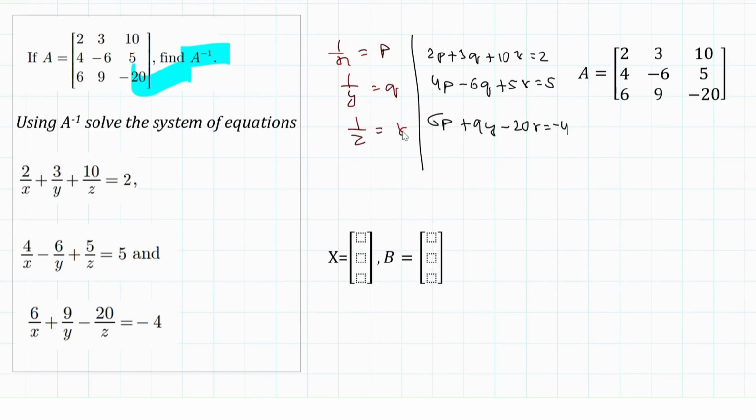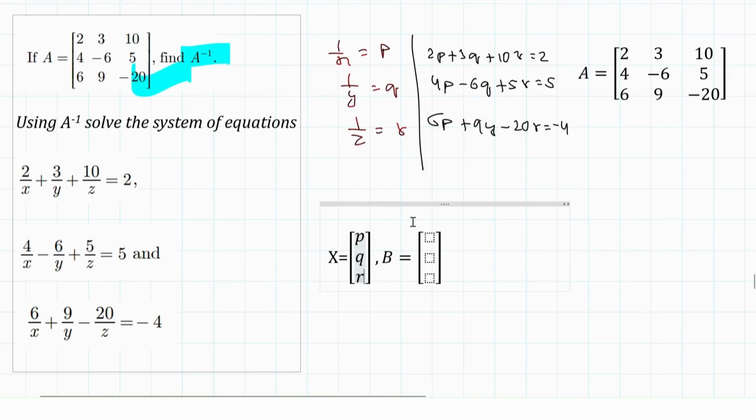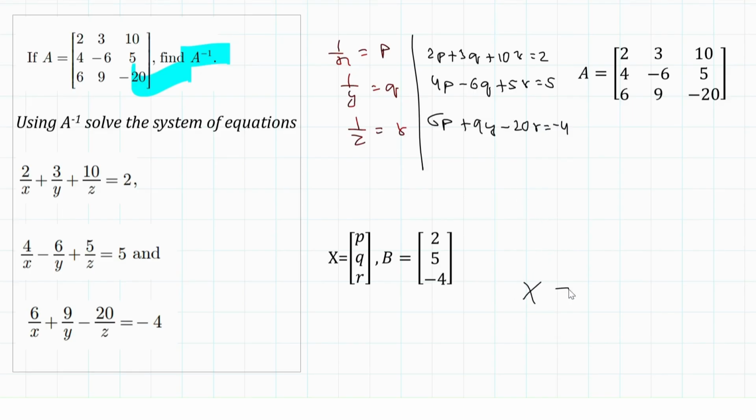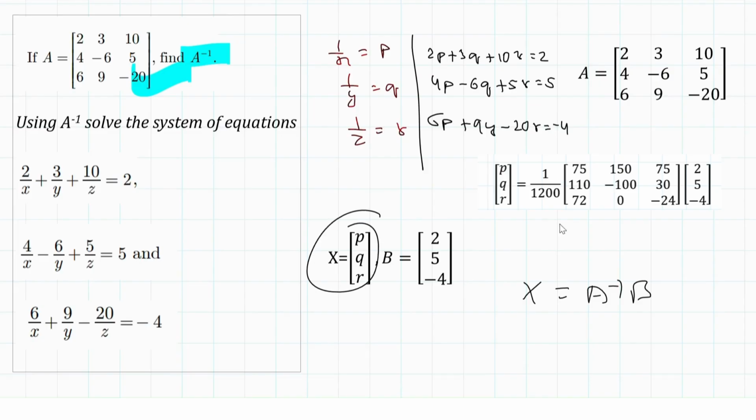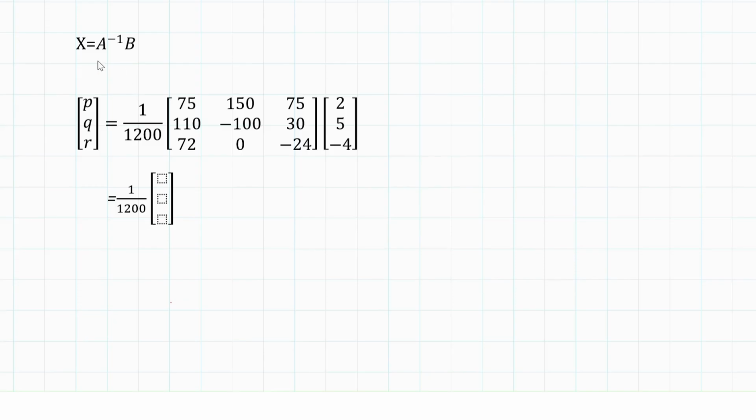So first of all, I'm going to write down the variable matrix, which in this case is PQR. So this is P and Q and R. And the constant matrix is what? We have constant as 2 in the first equation, 5 in the second, and negative 4 in the third. Now, once we have obtained this, the next step is to find x, and before that, I need to write down: x is A inverse B. So we can say that this matrix x will be equal to A inverse, which we have already obtained, times B.